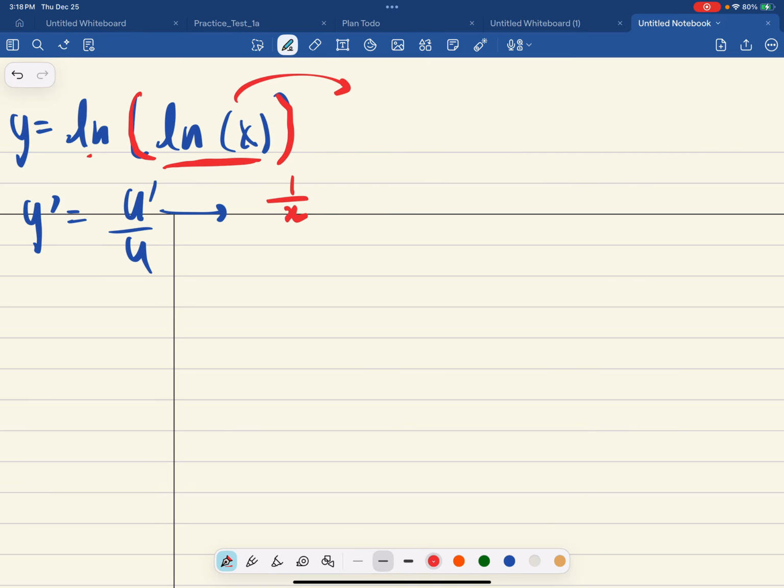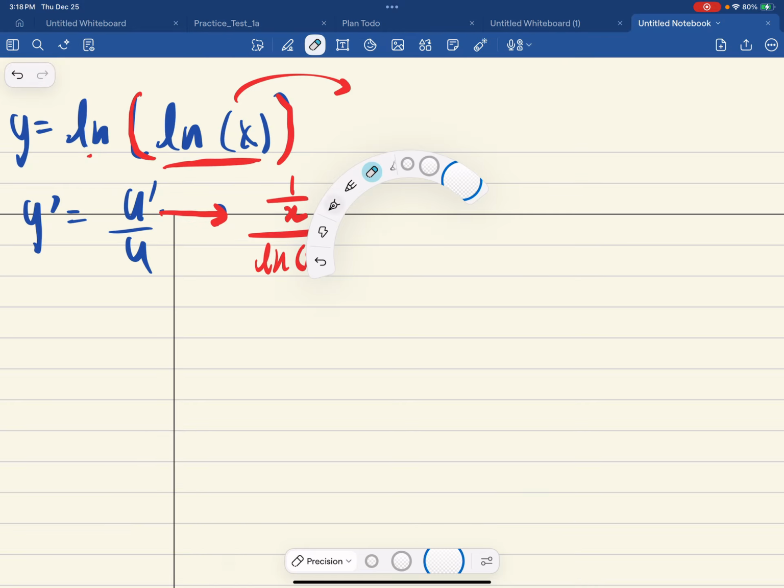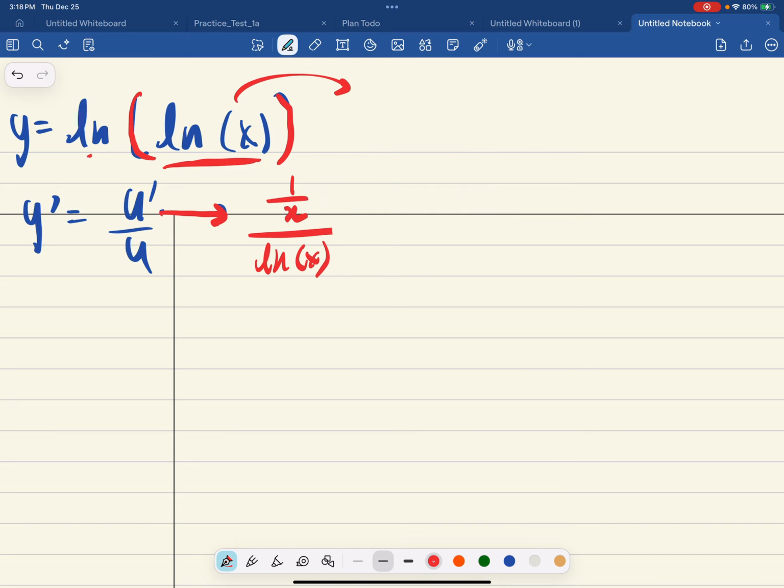And then that is the top, we're done, divided by the original function. The original function inside the ln is the ln of x. That is this one, this red that I just put inside the brackets. You just copy that down, and that's it. So the answer can be simplified, yes it can, to 1 over x times ln of x.